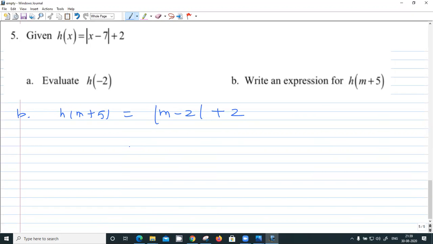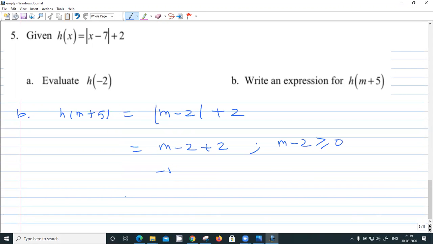Okay. So this I can write as m minus 2 plus 2 when m minus 2 is greater than or equal to 0. Right? We don't have to write it like that. Okay.